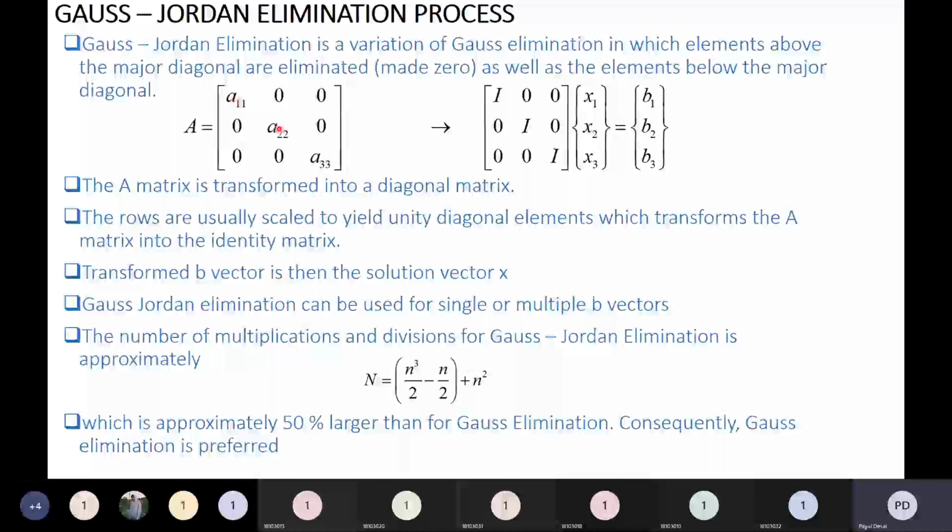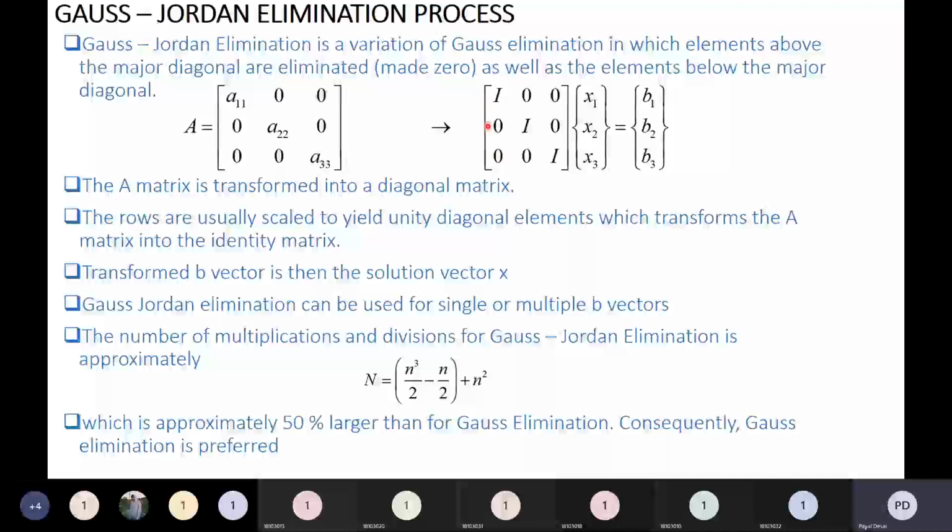Okay, so this is the major diagonal A11, A22, A33, and above the major diagonal you are making all the elements 0. I mean, I'm just explaining the process. What is the process in Gauss-Jordan elimination, and the elements below the major diagonal. Okay, so this is the diagonal. The elements above the major diagonal and the elements below the major diagonal, we want to eliminate and make 0.